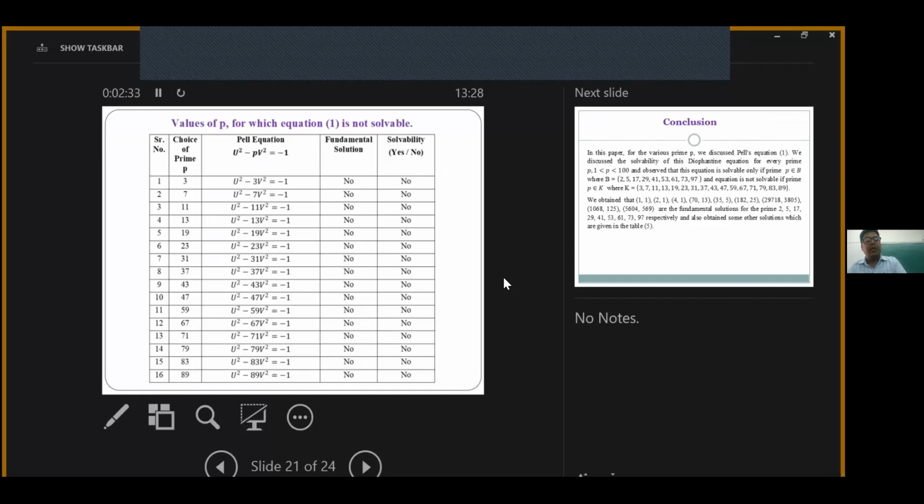Here we have also given another table which has no solution for primes 3, 7, 11, 13, 19, 23, 31, 37, 43, 47, 59, 67, 71, 79, 83, and 89. For all these primes, this Pell equation has no integer solution.